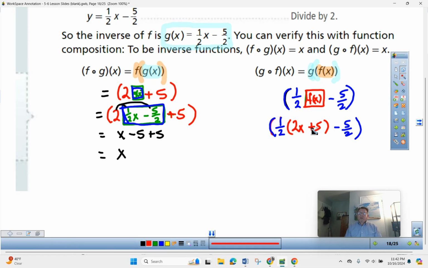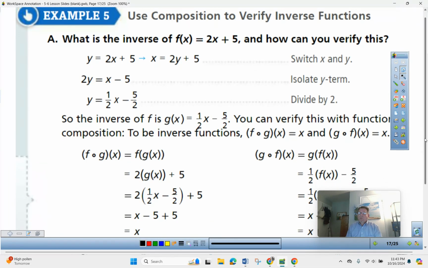2x plus 5. Okay. So 1/2 of 2 is just going to be plain old 1. So there's x. Half of 5 is going to be plus 5 over 2 minus 5 over 2. And then that turns into x again. So they both turn into x. So when you take f of g of x and you get x, and then you reverse it, g of f of x, and you also get x, that is how we know.